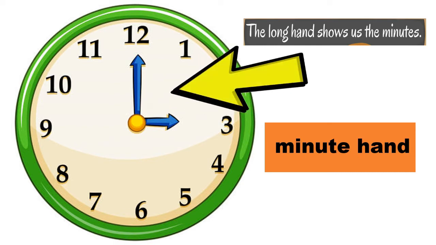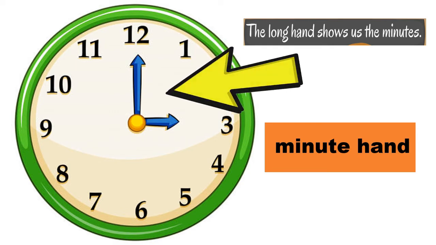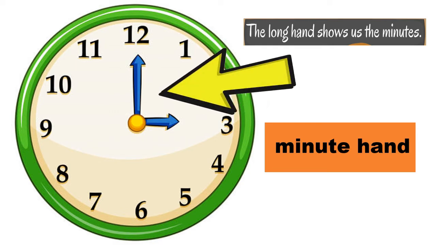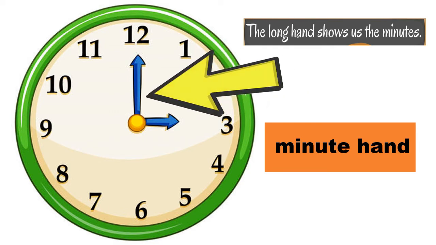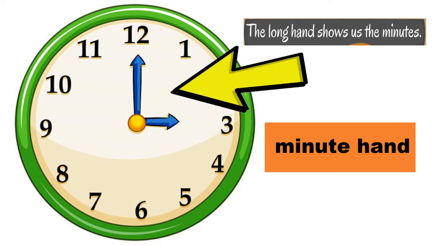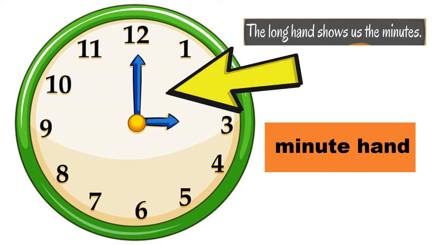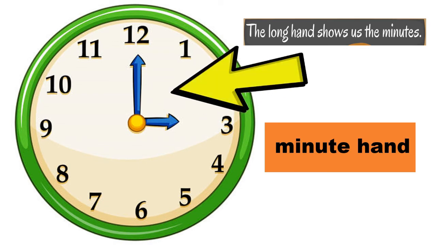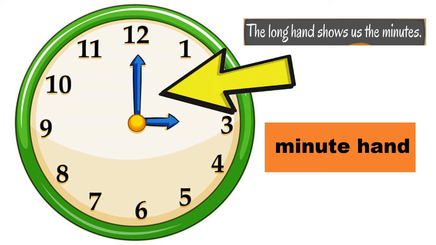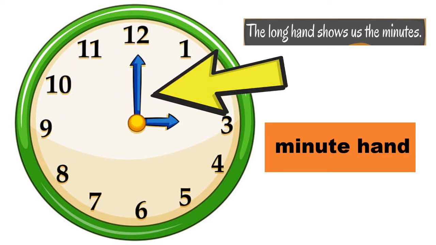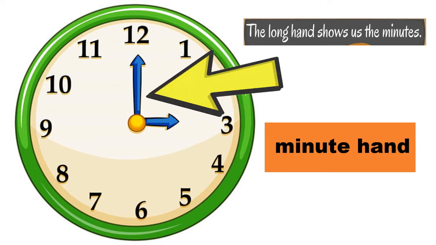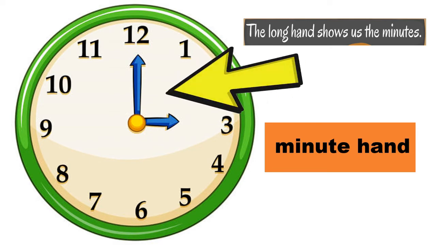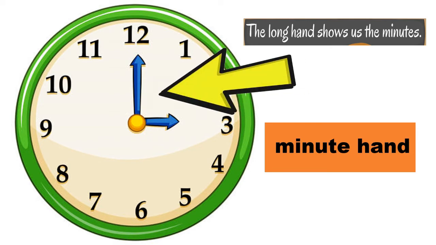So this time is, remember that this short hand is the hour hand. So this is 3 o'clock here. When this minute hand points over here, it's 3 o'clock and 5 minutes. So it's not running yet. So here is only 3 o'clock. Okay, remember the long hand shows us the minutes. So this is a minute hand.